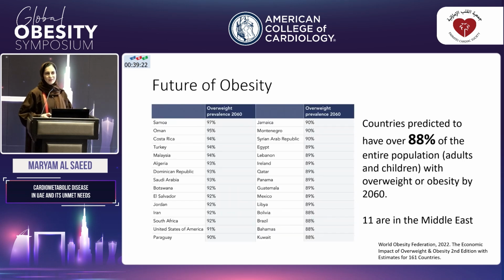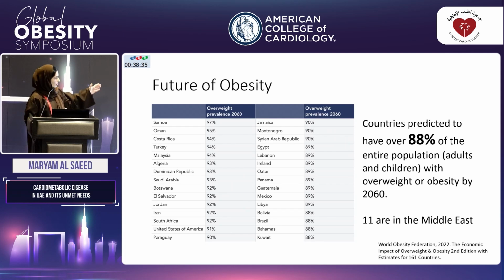So what should we expect going forward? When we look at those images and at how prevalent it is in our region, how is it going to be going forward with further changes? The World Obesity Federation estimated that by 2060, there are going to be around 30 or 33 countries around the world that have more than 88% of their population, both adults and children, living with overweight or obesity. In children, we'd probably define that as having a BMI more than the 95th percentile for their age group. And 88% is a huge number.